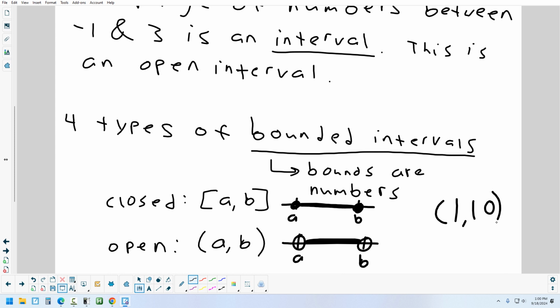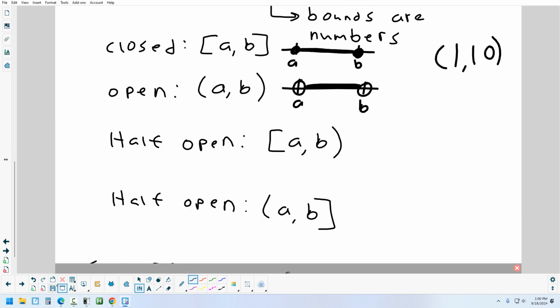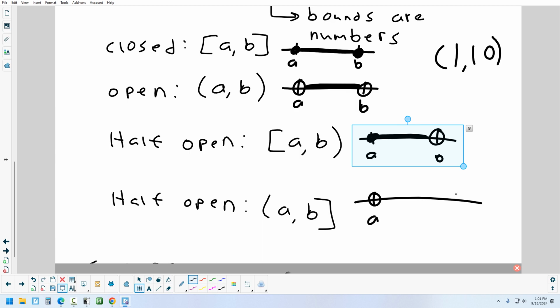The other type of interval you can have, if it's not completely closed or completely open, it could be half open. That means you've got one of each. So that would look something like this. Filled in circle on A, open on B, shade between. Open on A, filled in on B, shade between. So those are the 4 different kinds of bounded intervals you can have. There's no other types. That's everything, because you only have open circles and closed circles.